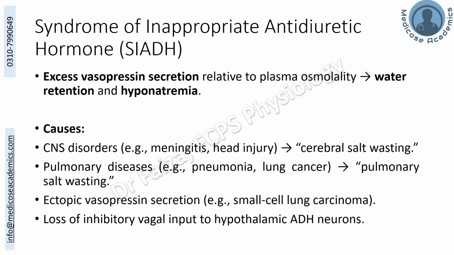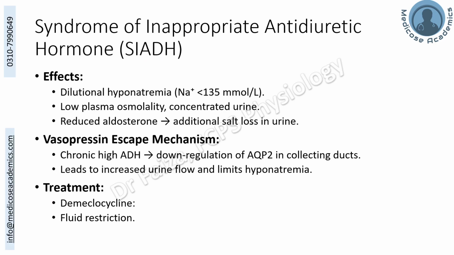This excessive vasopressin secretion leads to water retention and hyponatremia. There can be multiple causes, maybe some CNS disorder or pulmonary diseases. For example, in the scenario we have just seen, this is ectopic ADH production from lung neoplasm, ectopic vasopressin secretion, loss of inhibitory vagal input to the hypothalamus. So there can be multiple reasons leading to excessive ADH production, which we look into under the one umbrella of syndrome of inappropriate antidiuretic hormone secretion. Effects in all of them are going to be dilutional hyponatremia, low plasma osmolarity, and of course in response to that, reduced aldosterone as well.